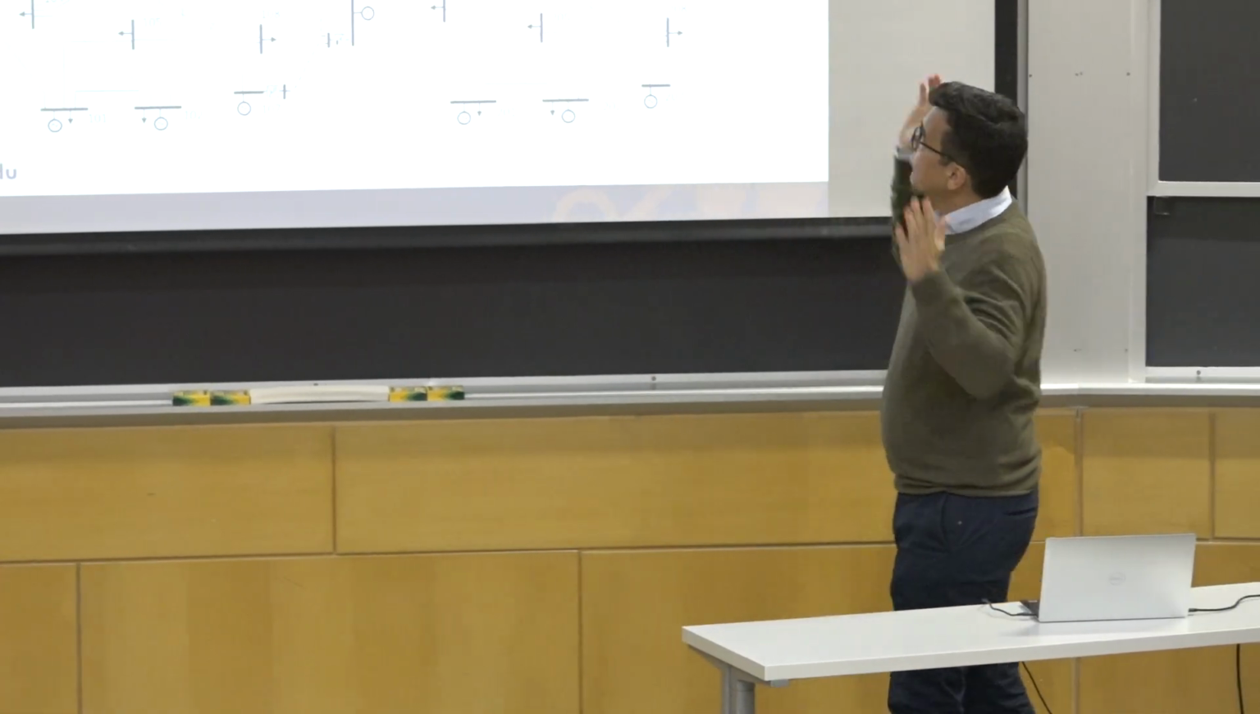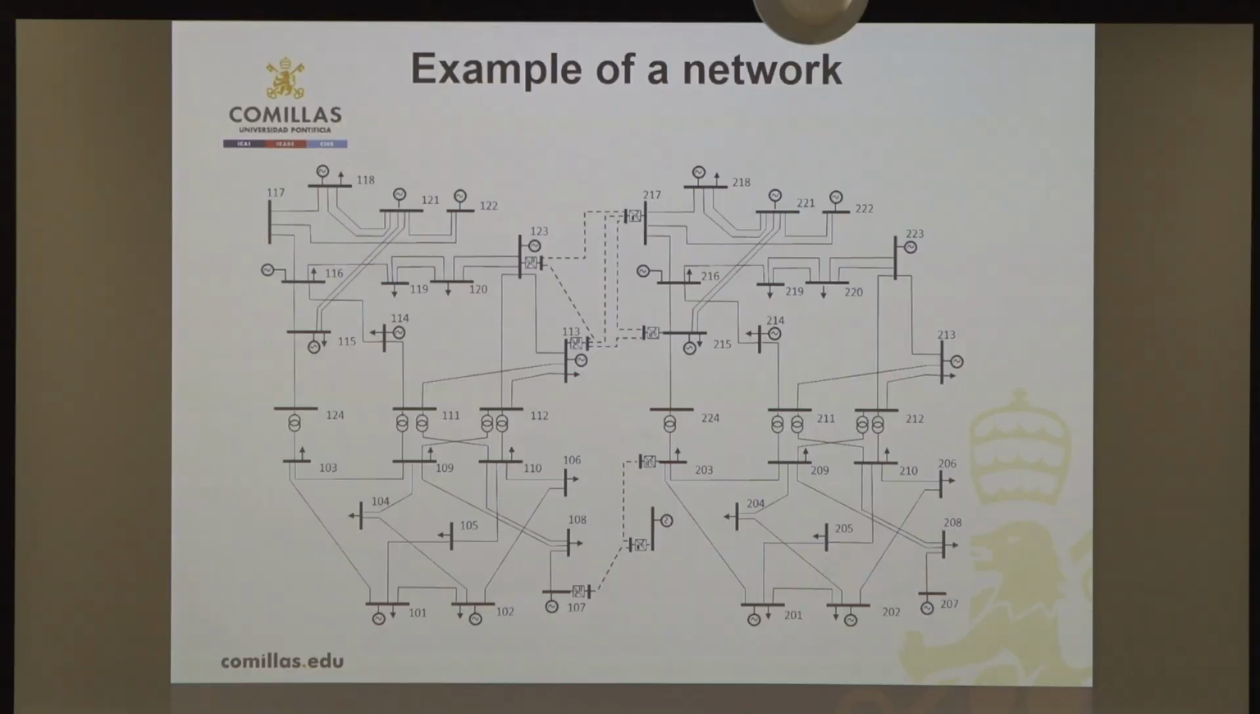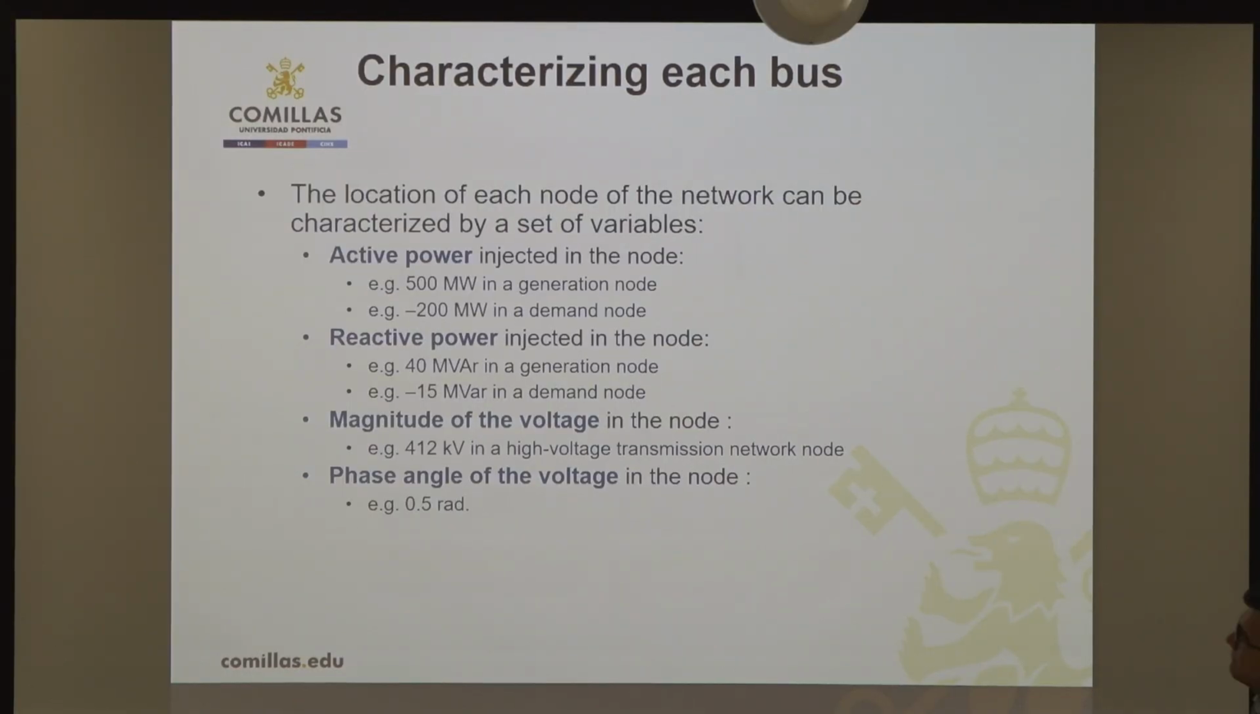Okay, well, this is an example of the topology of the network. We are going to characterize every bus, every node, by means of different magnitudes. Which ones? The active power. This active power can be either injected by a generator or consumed by a load. I mean, if you have a factory, you are extracting active power. If you have a generator, a hydropower unit, for instance, you are injecting power.